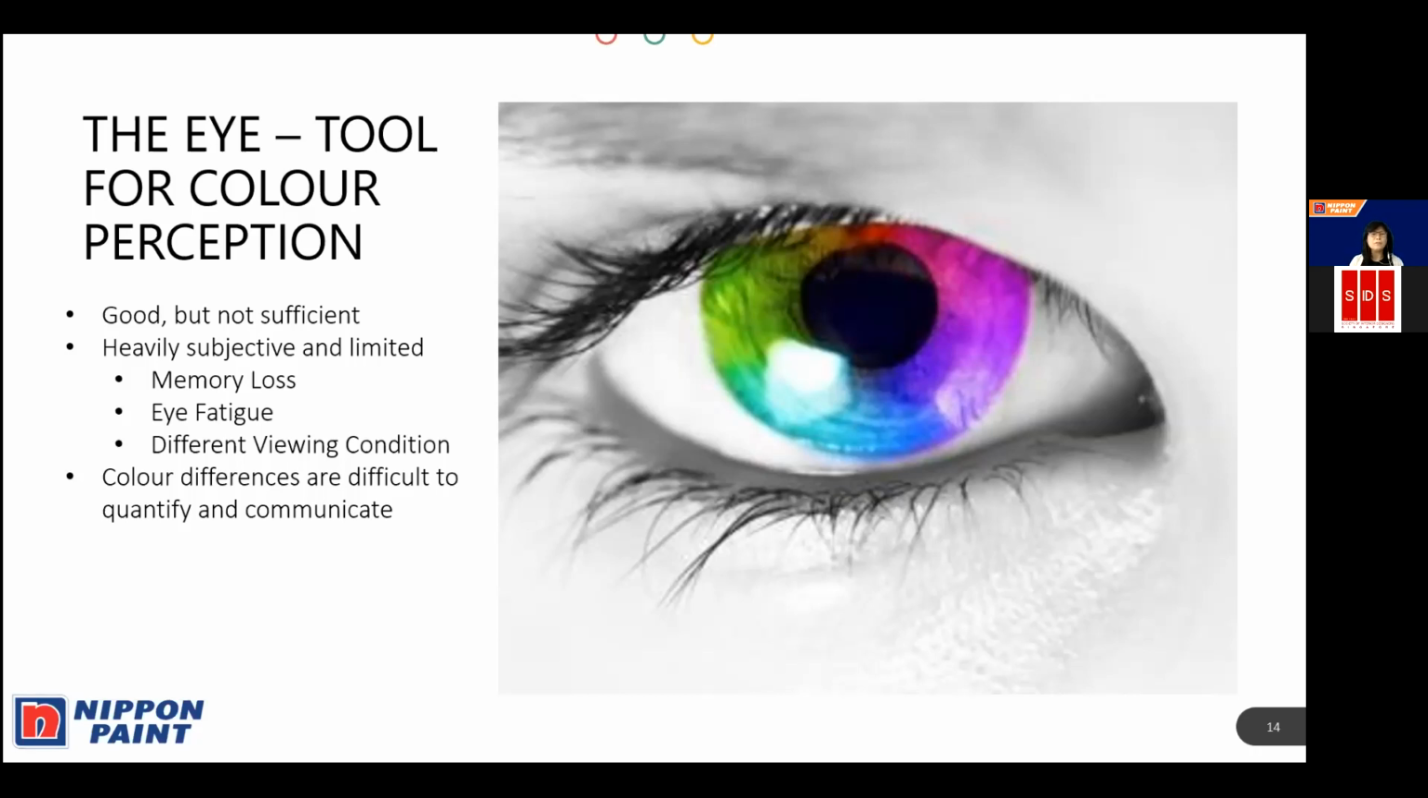They can be due to many reasons. Some of them could be memory loss or fatigue, or viewing in a different condition. And so we sometimes see different colors at different times. Color differences also, I must add, are difficult to quantify or communicate. We say, oh, slightly darker, and some people have said, how about 10% darker or 20% lighter? It's difficult to communicate, because this is not a proper measurement of color difference.